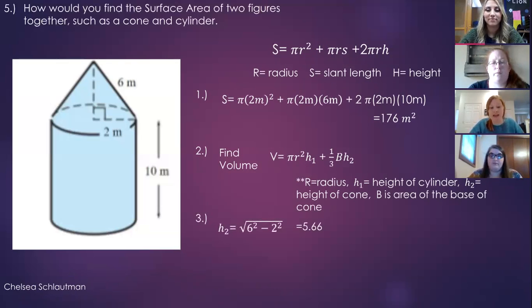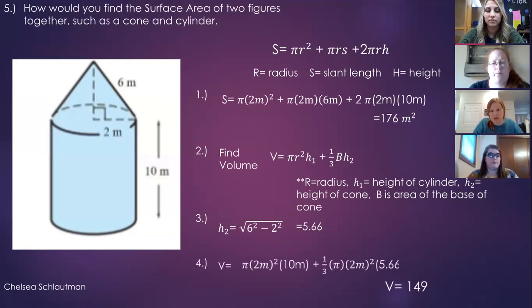which to find the second height that is not given, we have to put it in this formula. So we're going to have 6 squared minus 2 squared, and then we're going to take the square root of that, which is 5.66. So that second height that we're not given is equal to 5.66. So once we put that information into that formula, we're going to have our volume of 149.